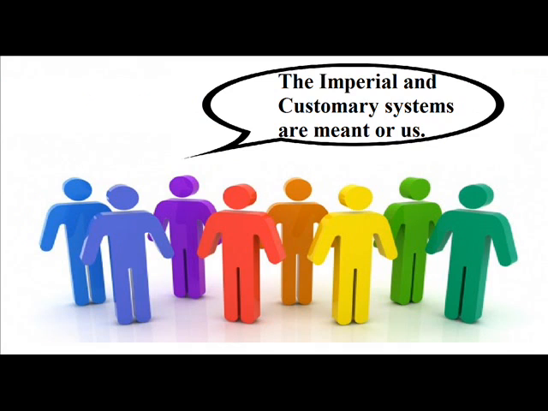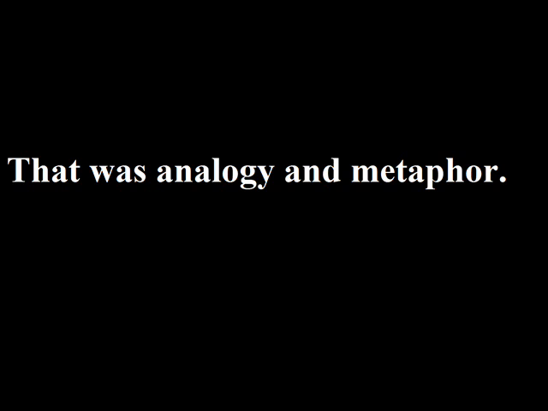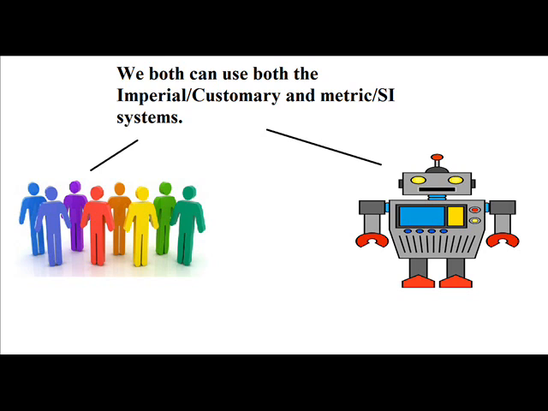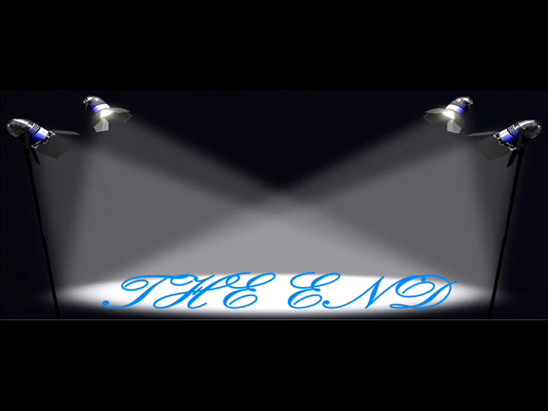So in closing, the imperial and customary systems are for human beings, whereas the metric and SI systems are for android robot computer calculator machines. Of course, that was an analogy and metaphor to help better communicate my point. Obviously, either a human being or a machine can effectively use either system, but the imperial/customary system is better for human beings and their everyday lives. So what's the big deal?